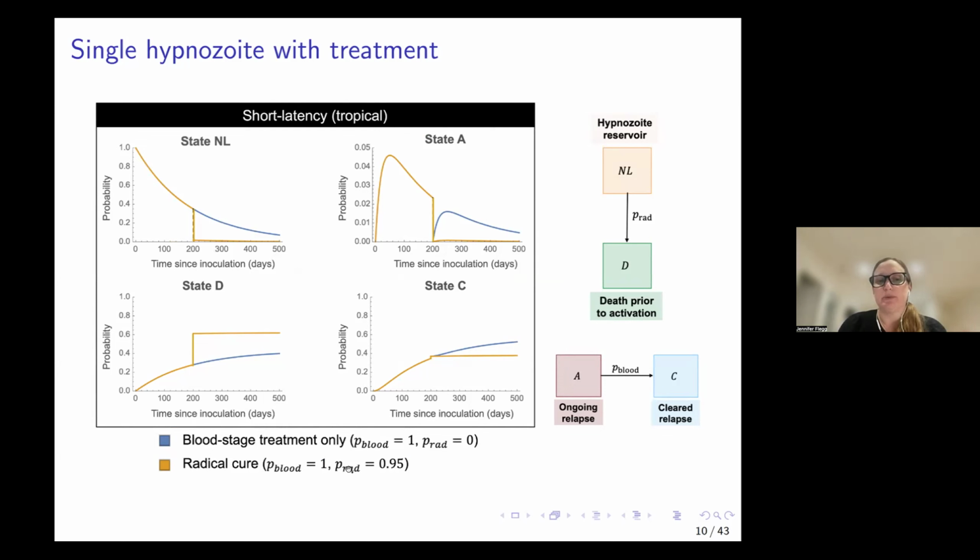Either you just receive a blood stage treatment, and you can see that blood stage treatment doesn't affect the trajectories for the hypnozoite. It only reduces the probability of being in an active relapse and increases the probability of having a cleared relapse. If you get both, shown in blue, the blood stage treatment and the liver stage treatment, what you additionally see is, again, a decrease in being in the active relapse state, but also a decrease in having a hypnozoite in the liver at all. It moves with some probability into the dead state if you get the radical cure, which is both the blood stage and the liver stage treatment.